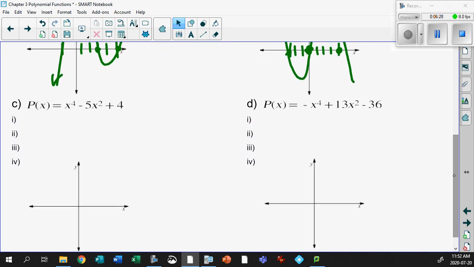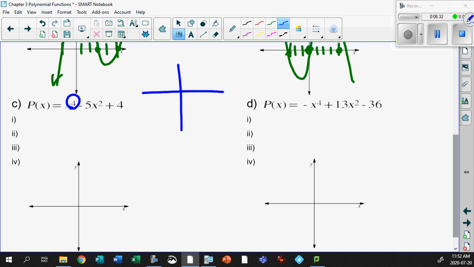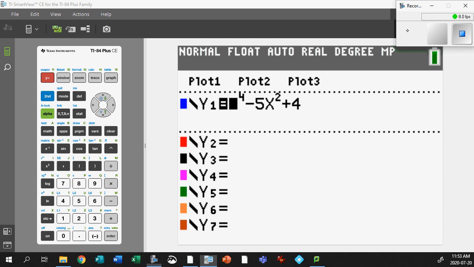Aha, look what we have here. We have evens. Evens mean, yup, you're going to get that wonderful thing. That's going to be going up, because, of course, our leading coefficient is positive. I'm predicting something that looks like that, okay, with that being at about 4. Let's pop that into our calculator.